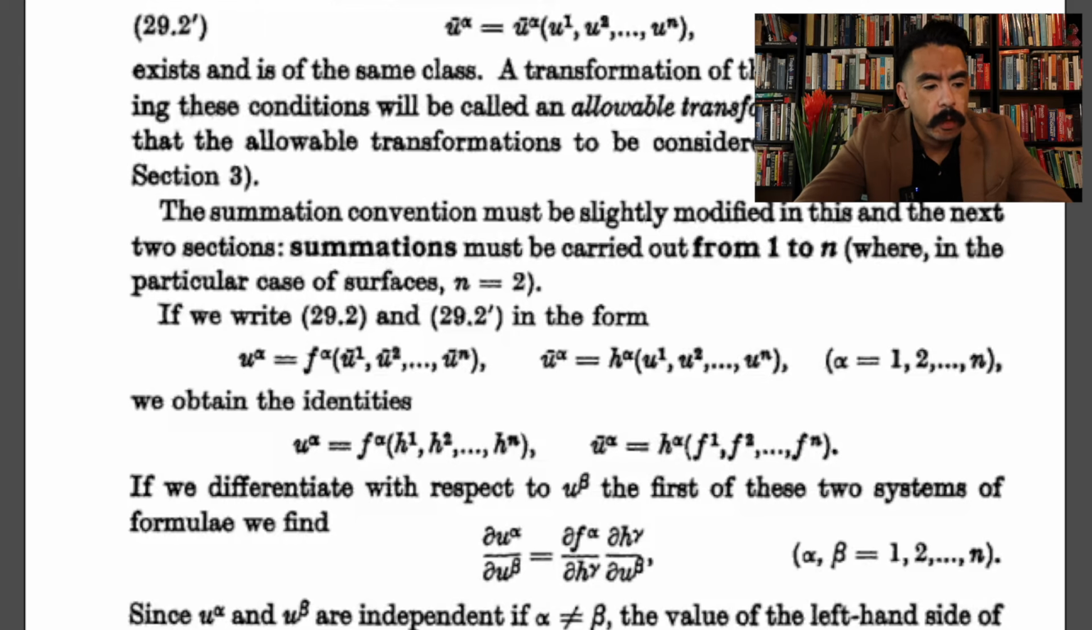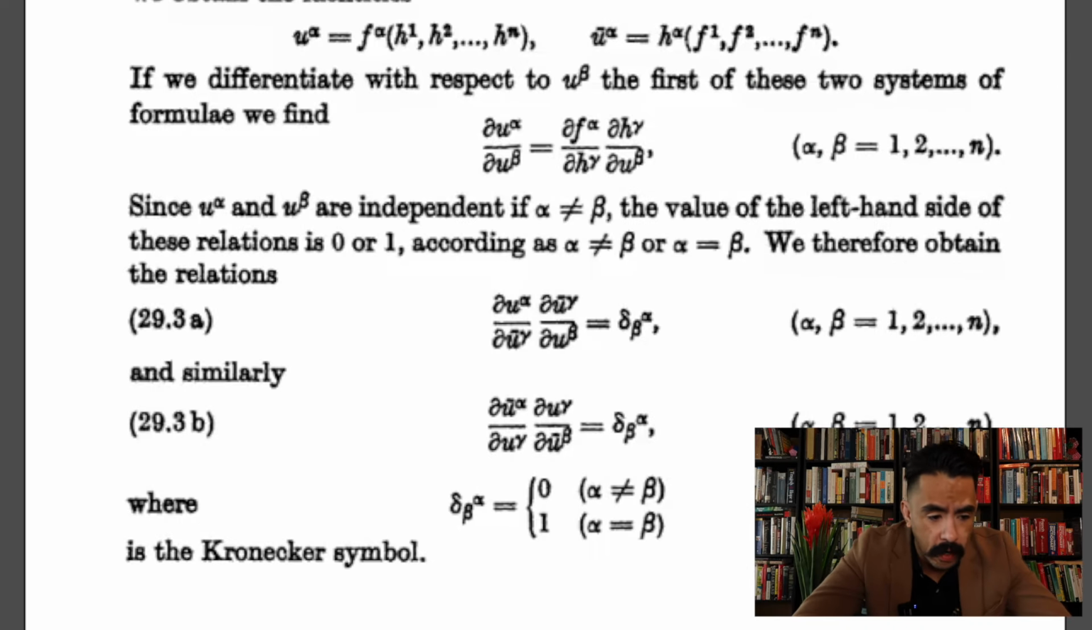Now, if we differentiate with respect to u^β the first of these two systems of formulae, we find ∂u^α/∂u^β = (∂f^α/∂h^γ)(∂h^γ/∂u^β), where α and β can be 1 through n. Since u^α and u^β are independent if α does not equal β, the value of the left-hand side of these relations is 0 or 1 according as α does not equal β or α does equal β.